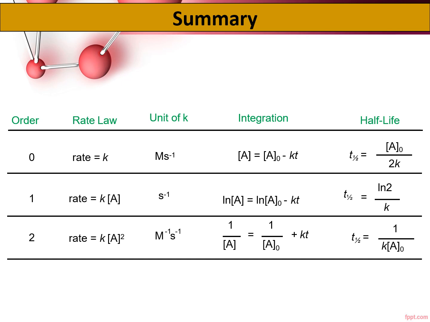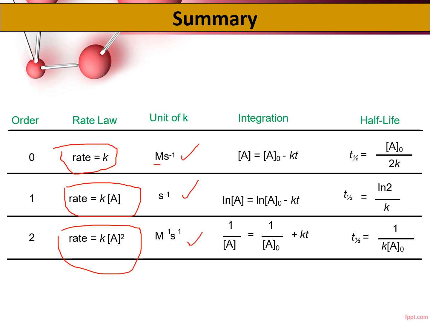Alright, so what is most important here is this summary of order 0, 1 and 2, and how to write the rate law. Rate is equal to K A to the power of 0, so it's just K, and then rate is equal to K A, and also rate is equal to K A squared. Units: based on the concentration, K, rate, molar per second, this is only per second, this is per molar per second.